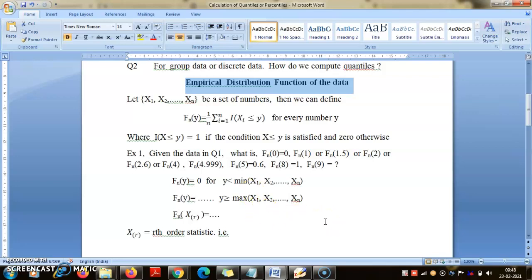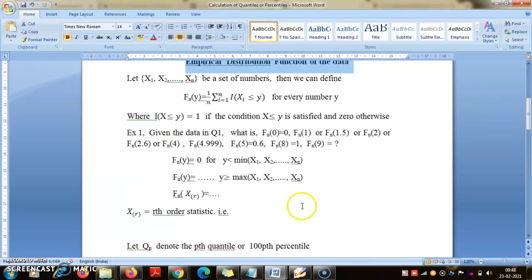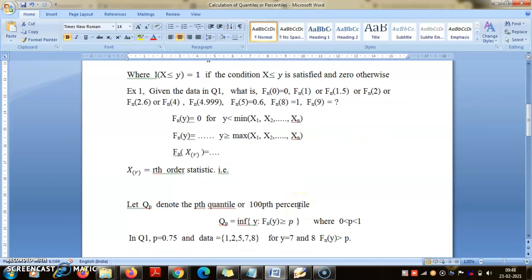So I would like you to, based on my description and your understanding of this formula, please plot the Fn(y) graph and show me the copy. Show me the plot of your graph in your WhatsApp or in Google Classroom, whatever.